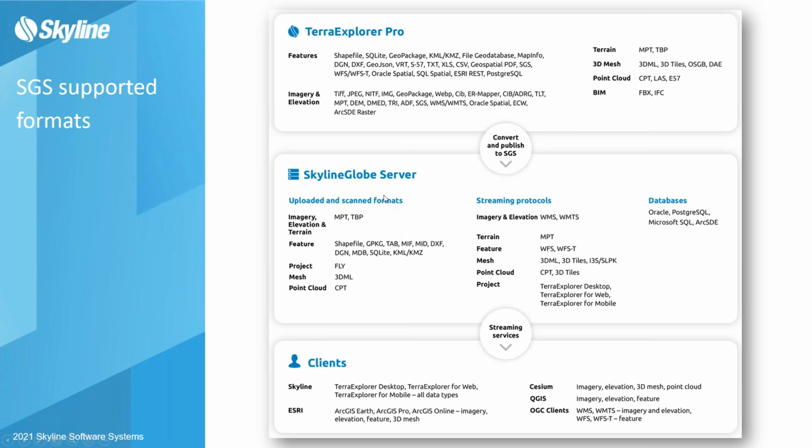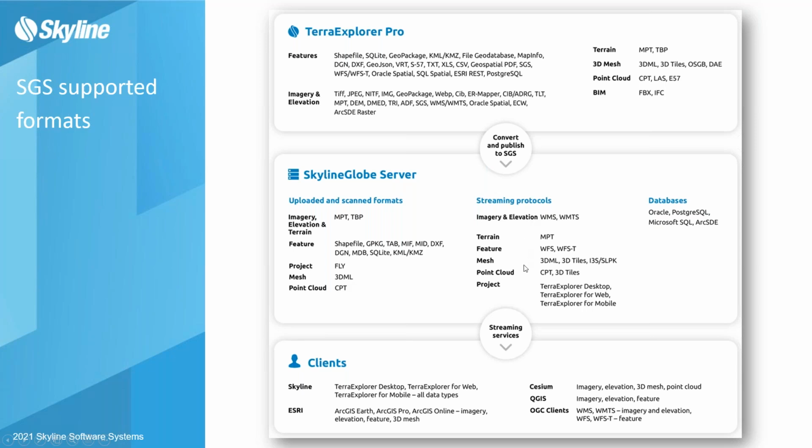focus today. So there are different uploaded scan formats like the MPT for the imagery, and there are different formats for feature layers. So you can also put feature layers and data directly on the server on the disks over there. Like if you have an automatic system that publishes data onto a disk, ScanGlobe server can automatically scan folders on the server side and add them as published layers. It also has the projects, the Fly projects, which are created by Terra Explorer, then eventually converted to the streaming protocols that we will talk about. So on the internals, there's 3DML for the mesh layer and CPT for the point cloud.